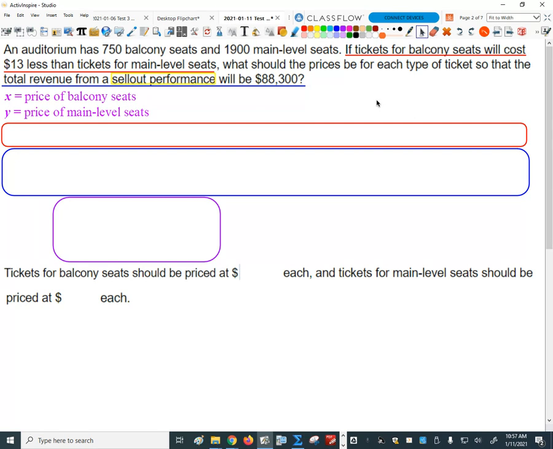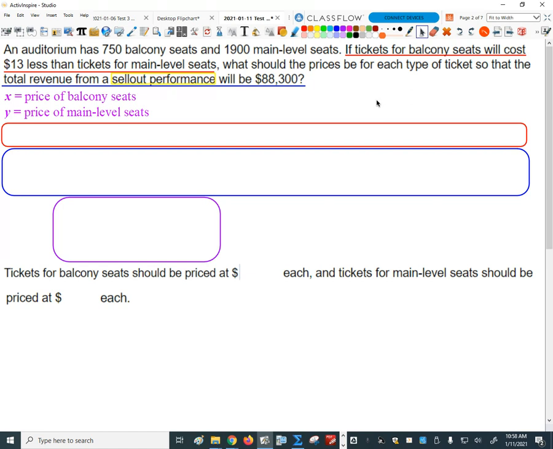So Aurelia, would you agree that we could say tickets for balcony seats will cost 13 less than tickets for main level seats? Maybe I could make that simpler by saying balcony ticket price is 13 less than main level ticket price. Isn't it easier to think about it that way? Balcony tickets are 13 less than main level tickets. See if you can turn that into an equation.